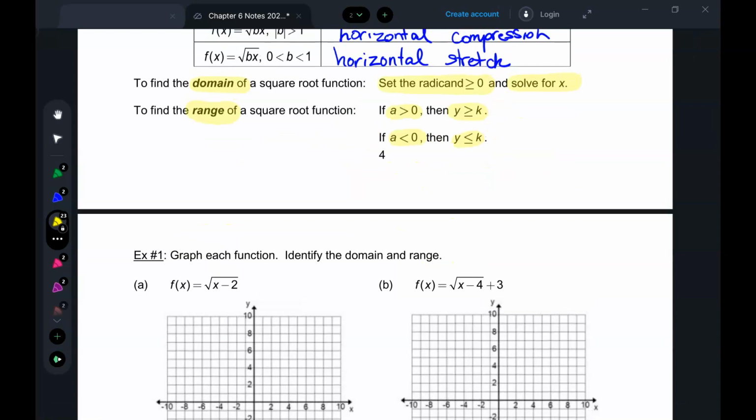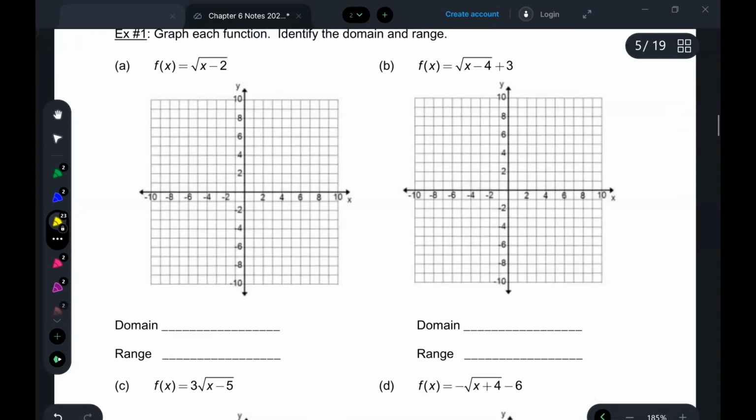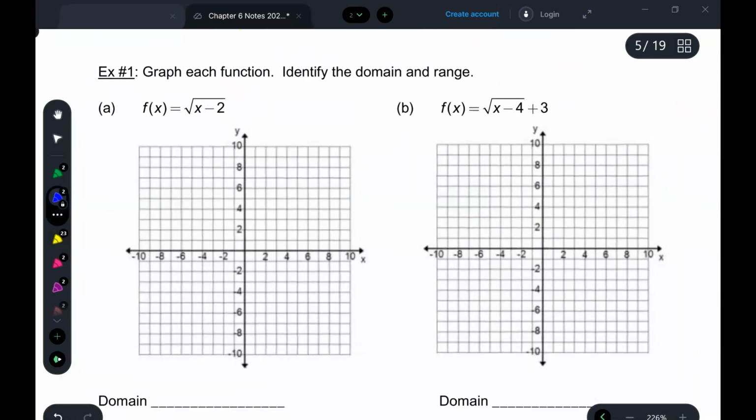Good? Okay, so now we're going to graph them, and we're going to identify the domain and range. Okay, square root of x minus 2. It's going to go to the right 2.